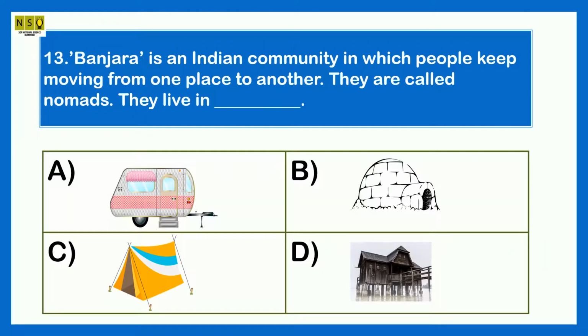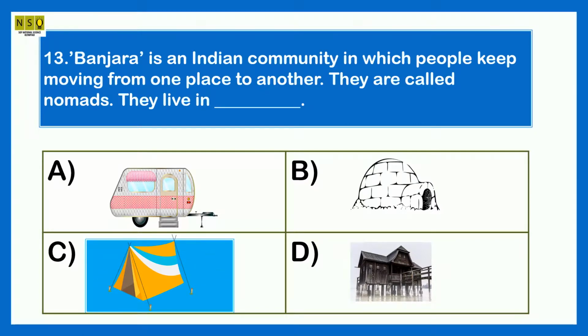Banjara is an Indian community in which people keep moving from one place to another. They are called nomads. They live in dash. Option A, caravan. Option B, igloo. Option C, tent. Option D, stilt house. The answer is tent. Nomads are people who move from one place to another. They live in tents.